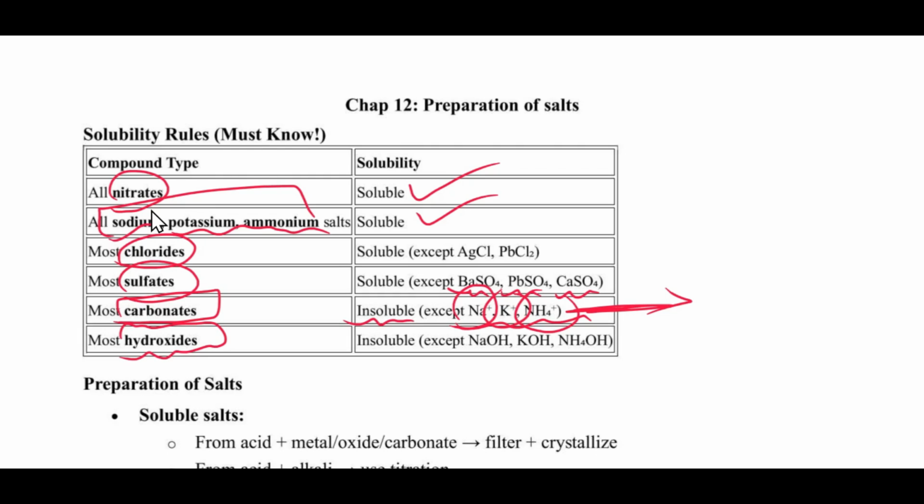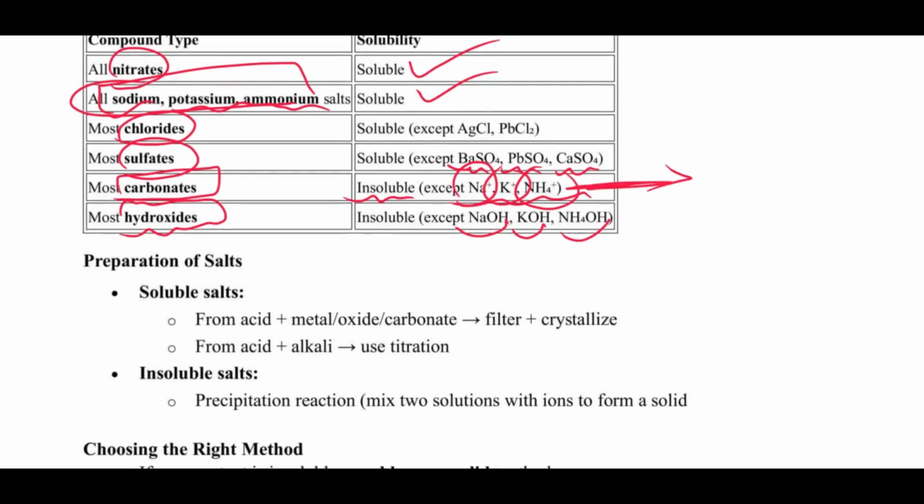Most hydroxides are also insoluble in the solution, except for sodium hydroxide, potassium hydroxide, and ammonium hydroxide. Again, these three: sodium, potassium, and ammonium, are the exceptional cases. Their salts are always soluble in water. So hydroxides and carbonates are insoluble, except for sodium, potassium, and ammonium. You have to remember these compounds and their solubility.